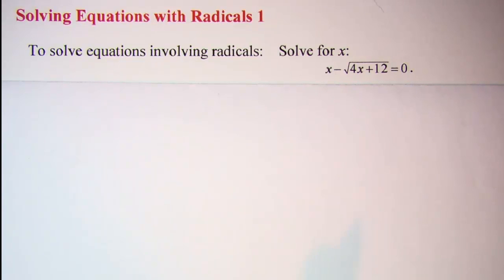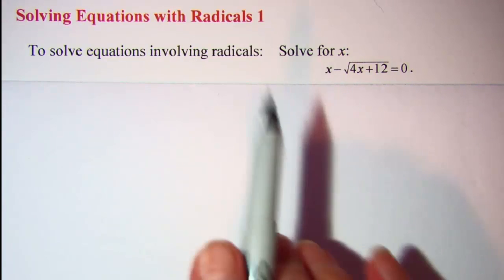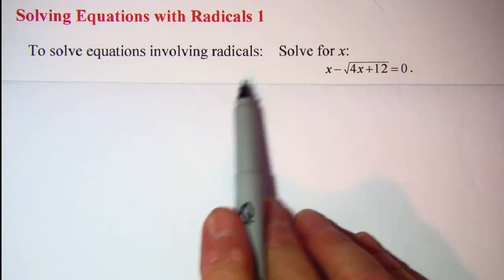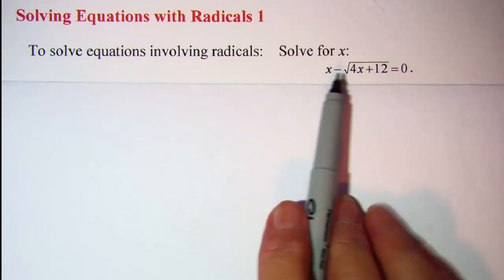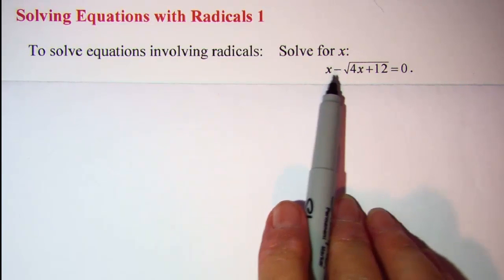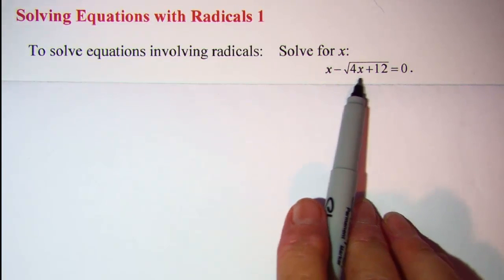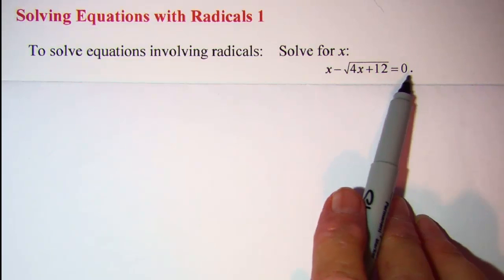In this video, we'll be solving an equation that contains a radical. Our problem is to solve for x, and the equation is x minus the square root of 4x plus 12 is equal to 0.